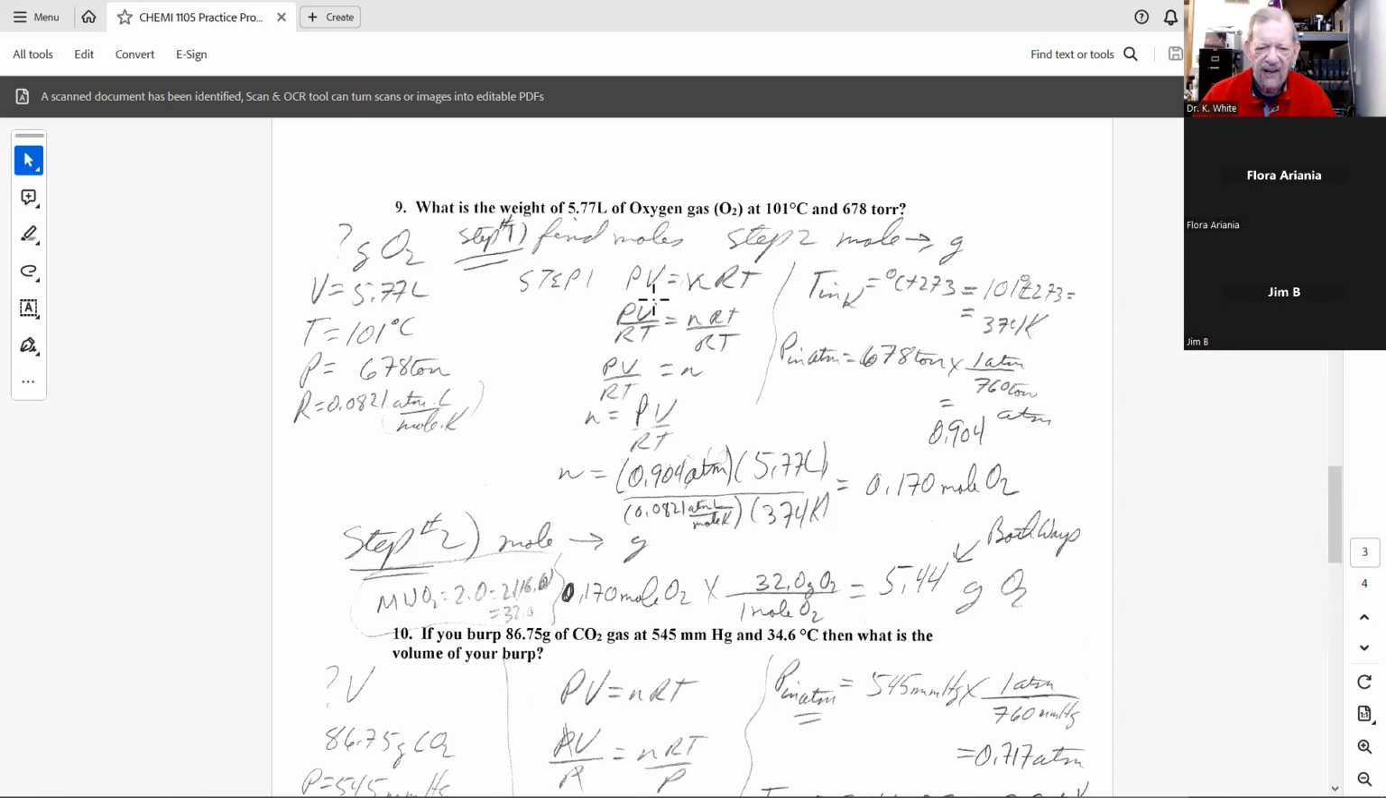So for step 1, PV = nRT, you want moles alone on one side. So we have to get rid of RT, divide by it. Whatever we divide by on one side, we do on the other. R over R is 1, T over T is 1. So we're left with n = PV/RT. And I just rewrote it because I like to do that. You don't have to.